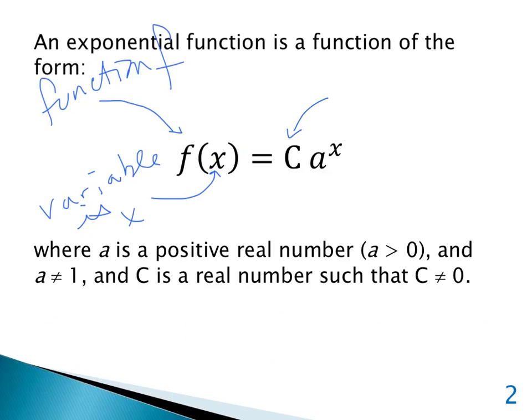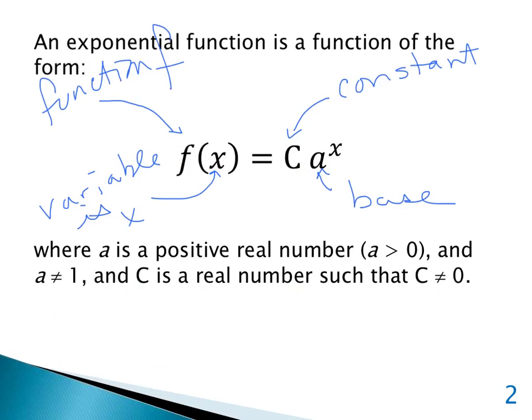This C is a constant, and for the constant value we have some qualifications down here. It's a real number, so it's not imaginary. And it's saying that it can't be 0. Well, if it was 0, this entire thing would be 0. So f of x equals 0 would just be the constant function, the line y equals 0. Then we have a as the base.